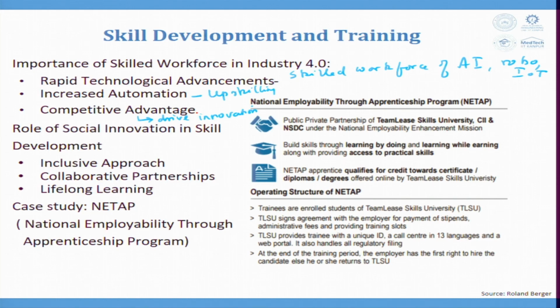So, these are the importance of skilled workforce in Industry 4.0. Rapid technological advancement, they should be imbibed. Increased automation is upskilling, and competitive advantage is there. The role of social innovation in skill development is inclusive approach, collaborative partnership and lifelong learning, which is very, very important, which we all try to forget.